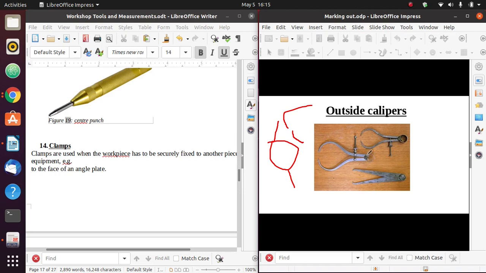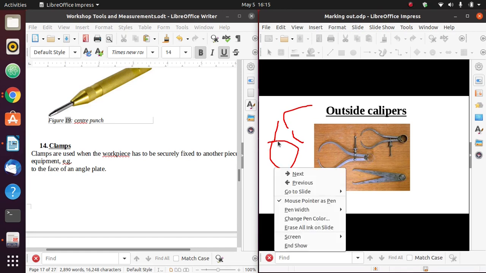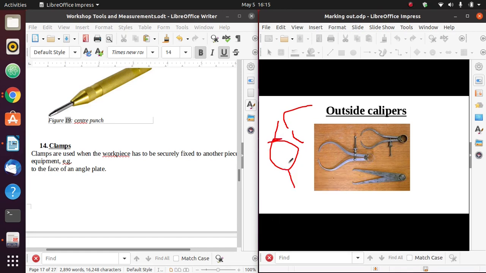They don't have a spring, so I can just open them by increasing the angle between the legs. But there are those that have a spring. So I'll adjust these legs, open them up, then place one leg on the outside surface of this bar, and the other leg on the surface of the other bar. Then I can take this measurement, place it on a ruler, and read it on a scale to know the outside diameter.